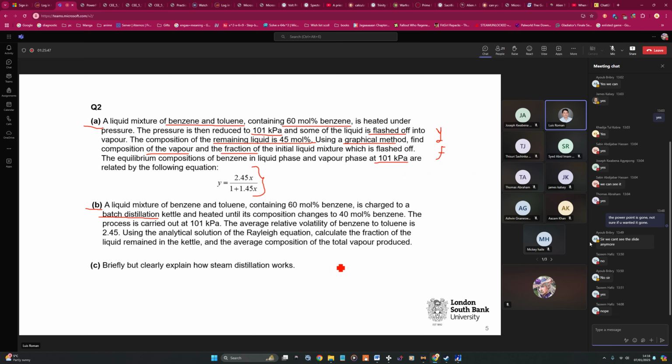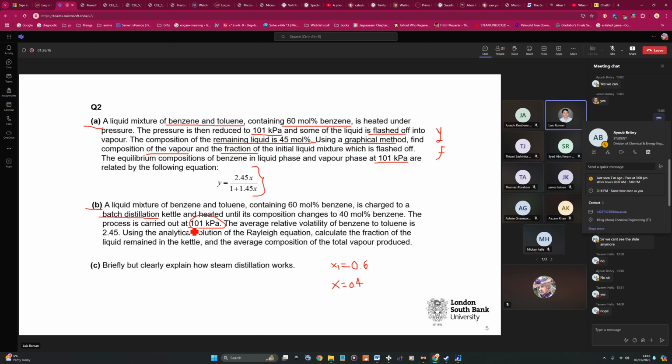Initially, X1, the liquid phase, is 60% benzene, so X1 is 0.6. Then you do the distillation until the composition of the liquid changes and is now 0.4. The process is carried out at this pressure, and you have the value of the relative volatility alpha equal to 2.45.